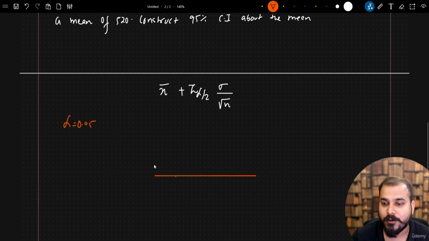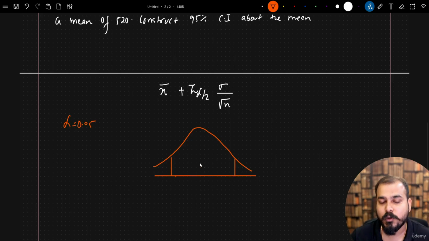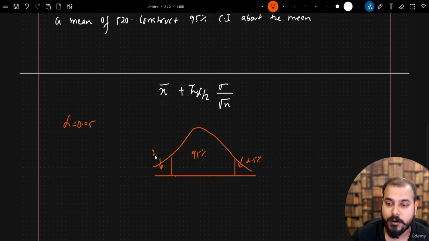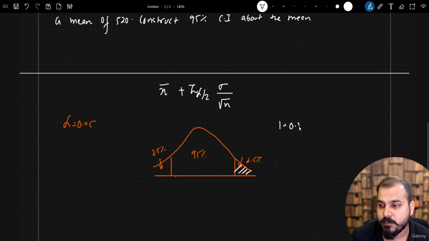Now with respect to Z alpha by 2, first of all, you need to know what this Z alpha by 2 is. Whenever we say alpha by 2, we are considering this as a two-tailed test. This is the 95% confidence interval. This is 2.5%, and this is 2.5%. We have seen the Z table so many times. What is the area for this entire region? If I want to find this area, I will calculate the total area minus this tail, which is 1 minus 0.025, and we know it will be 0.9750.